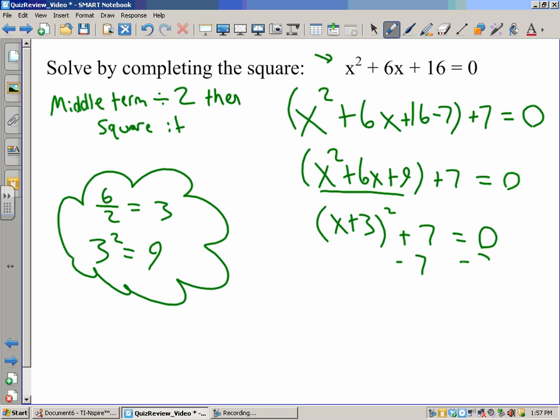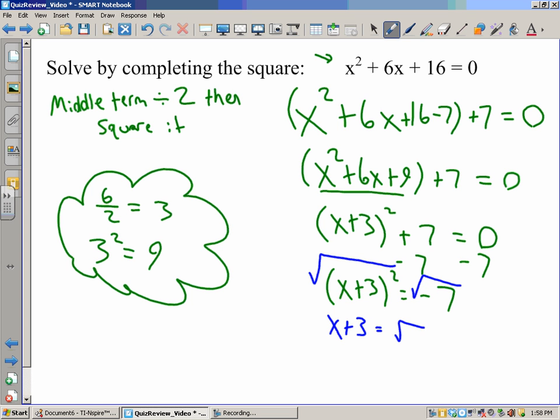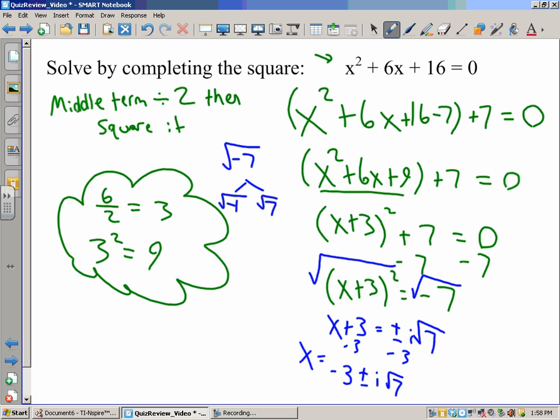When I subtract 7 from both sides, I get x plus 3 squared equals negative 7, and I take the square root of both sides, and I get x plus 3 equals the square root of negative 7. Now we said if I have the square root of negative 7, I could write that as the square root of 7 and the square root of negative 1. The square root of negative 1 we learned is i. So I need to write this as plus or minus i root 7. So when I subtract 3 from both sides, my final answer is negative 3 plus or minus i root 7.